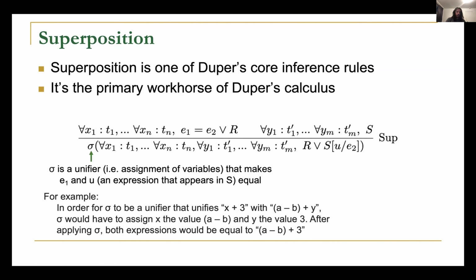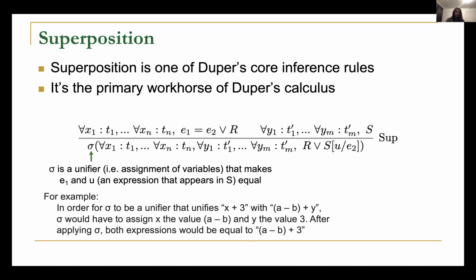With that understanding, we can begin to make sense of why this rule is sound. In order for the left parent clause to be true, we either need to have E1 equals E2 be true, or something in R needs to be true. If something in R is true, then the conclusion will immediately follow because we have all of R in the conclusion's clause body.